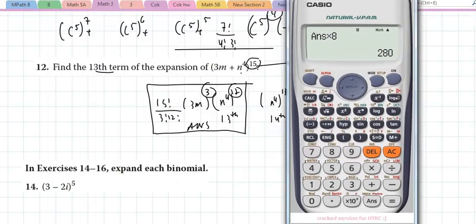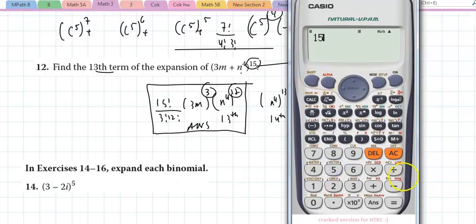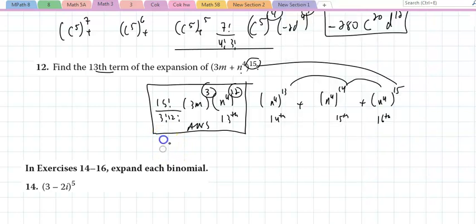I could say, let's take 15 choose either 3 or 12, makes no difference. I'm going to multiply that by 3 to the third. And I'm going to multiply that by, oh, that's a 1. So I'm getting 12,285 m cubed n to the 48. That would be the 13th term.